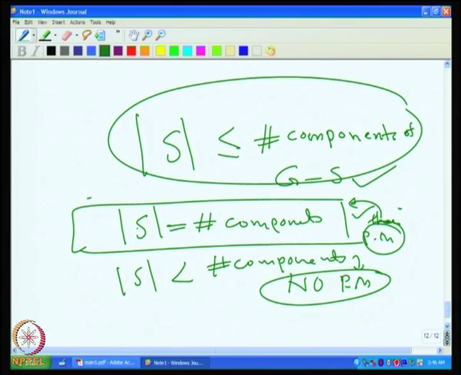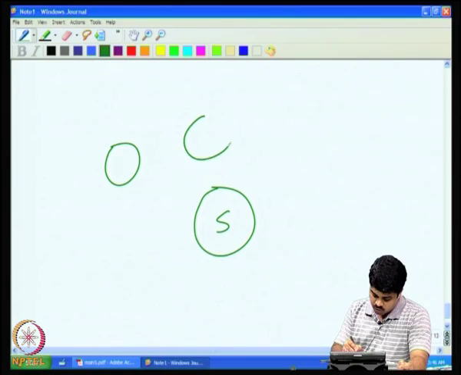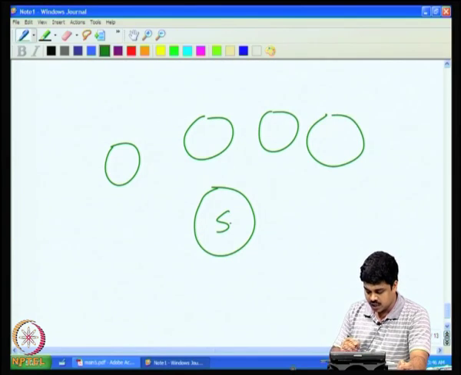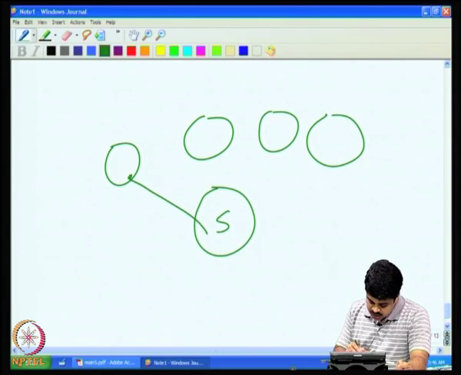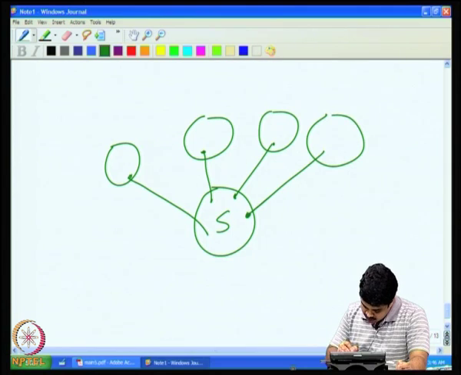So, if this is true, that there is a perfect matching is easy to see. Suppose S is this set and the number of components is equal to the cardinality of S. We know that S gets a matching like this somehow. Every vertex of S gets a partner on this side, so there will be one vertex to which it is connected here. That is why you are getting a partner, right.